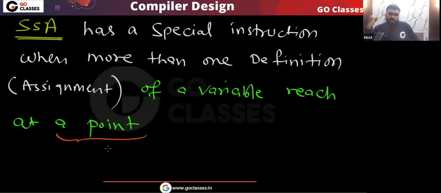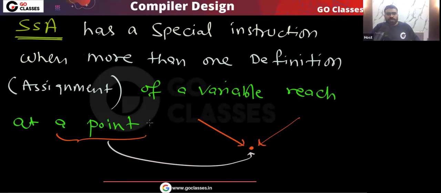This type of point, where multiple definitions are coming, is called a join point. Is this clear? This is your point. So this type of point we call a join point.